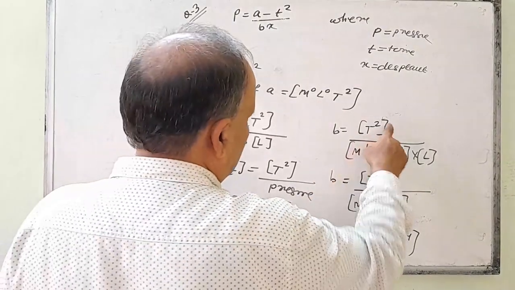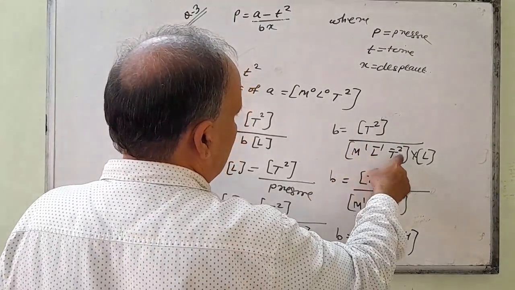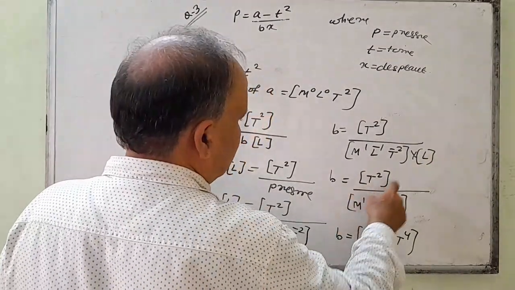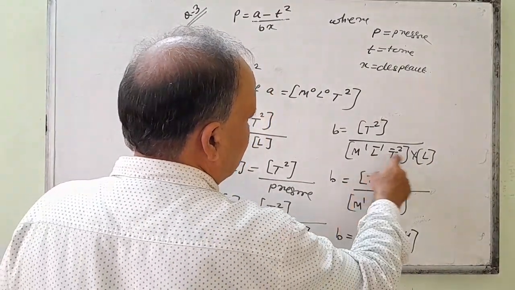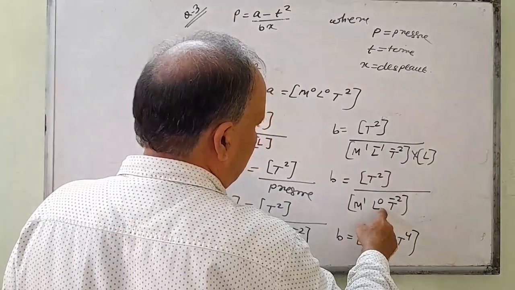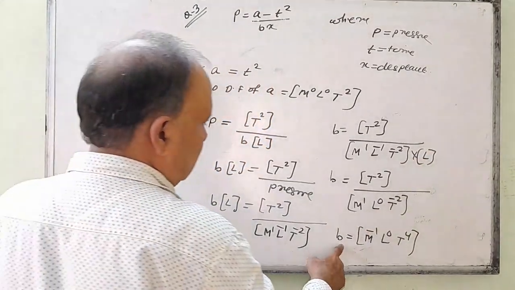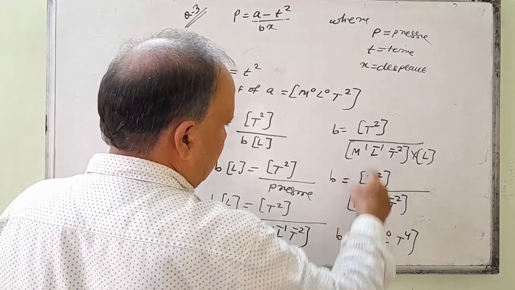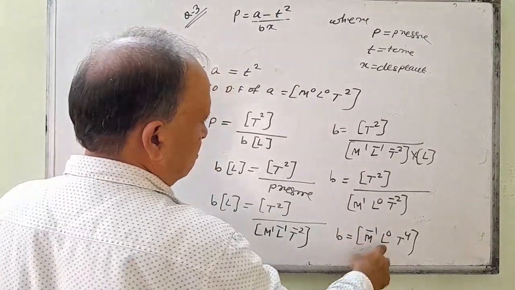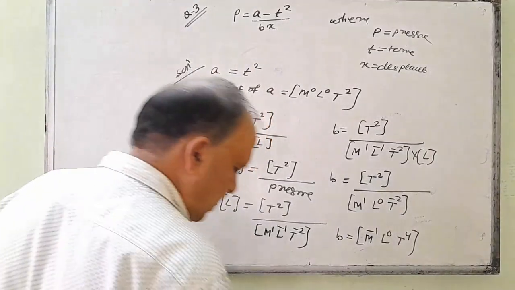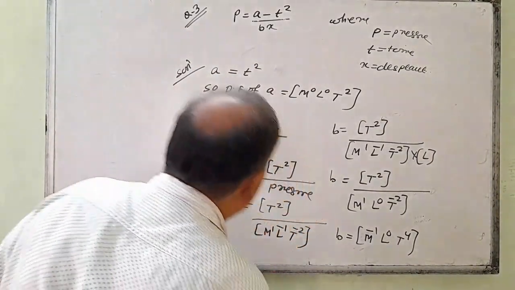Or B is equal to T square by M1 L to the power minus 1 T to the power minus 2 into L, that is T square by M1, this is your L to the power minus 1 L to the power 1, that is L to the power 0 T to the power minus 2. That is B is equal to, you take to upper side, M to the power minus 1 L0 T to the power 4. Here the dimensions of A and B you determine.